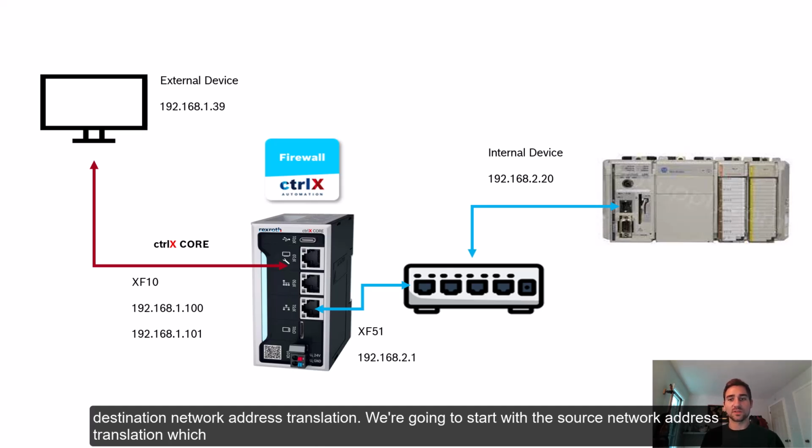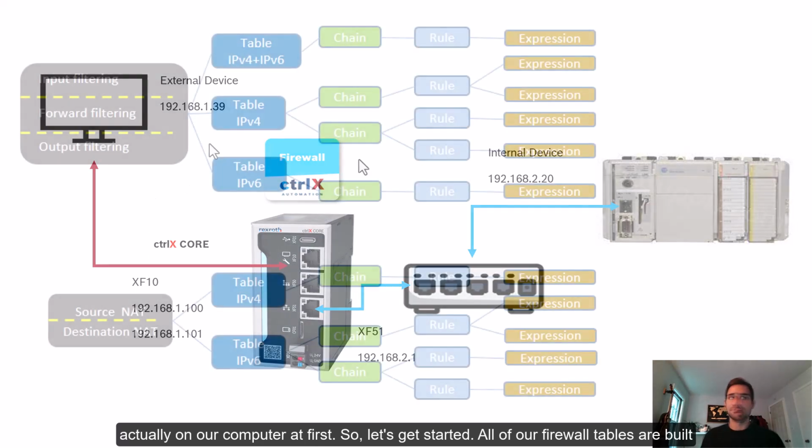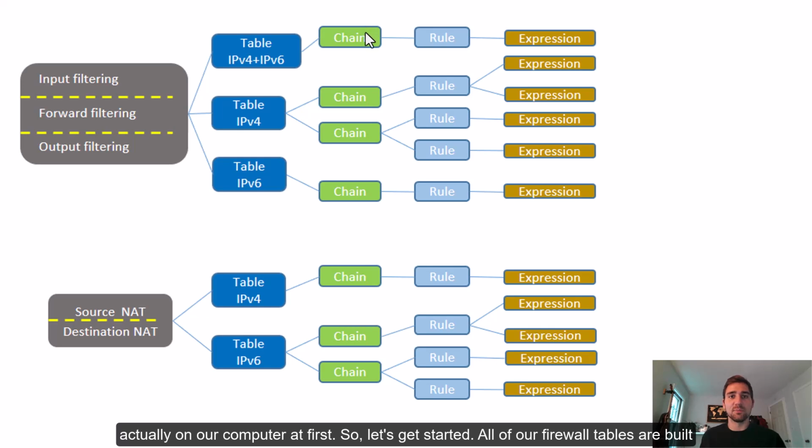We're going to start with the source network address translation, which is going to handle the return messages from the internal network device back to our PC. And the way we're going to accomplish this is with a firewall rule, and we're going to set up the external side routing or the destination network address translation actually on our computer at first. So let's get started. All of our firewall tables are built up using three components. These are chains, rules, and expressions.